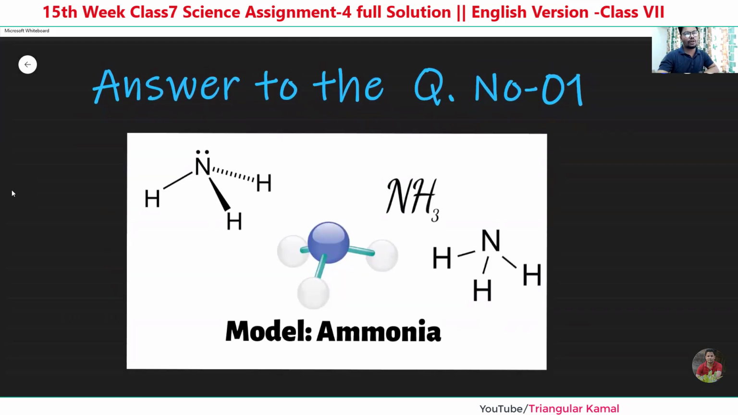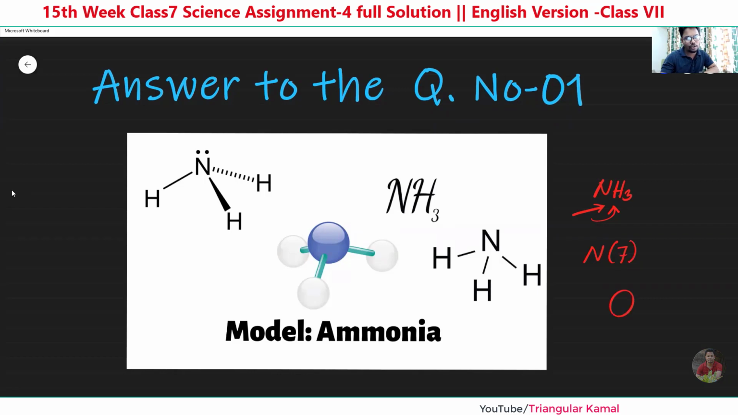Ammonia, we all know, is NH3. That means there is 1 nitrogen combined with 3 hydrogen. So 1 nitrogen with 3 hydrogen is called ammonia. And nitrogen, we all know, has atomic number 7.